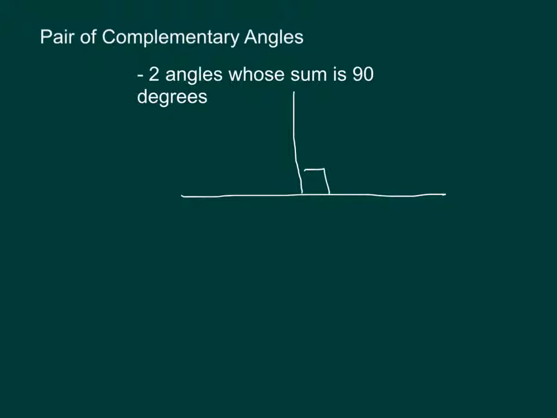We'll put in a ray, though it's not an angle bisector, because that would split the angle in half. We're just cutting the angle here into two different angles. Call this angle 1 and angle 2. We know that angle 1 plus angle 2 must equal 90 degrees. Therefore, they are complementary.